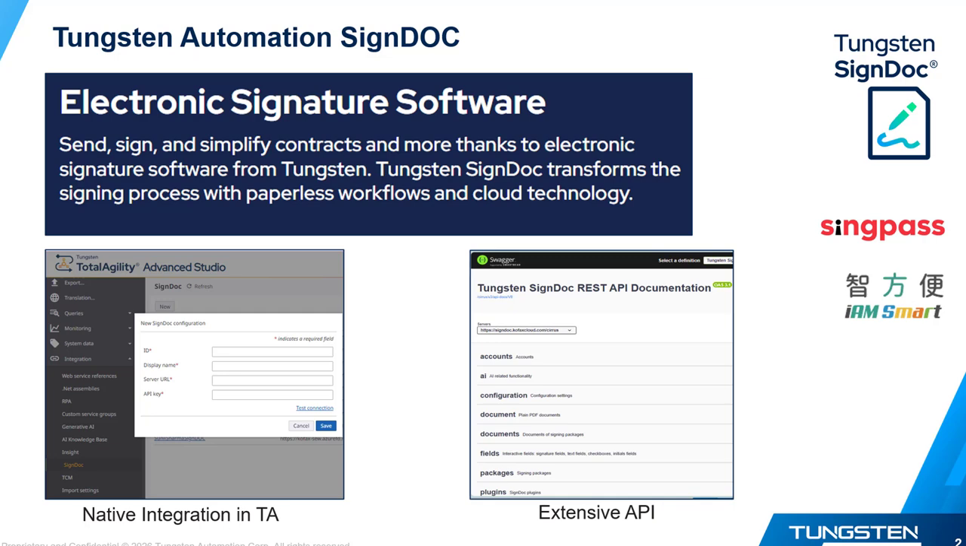Before I get started with emSigner, I want to highlight that Tungsten has its own digital signing solution, SignDoc. Tungsten SignDoc offers native integration into Total Agility, and so it is much easier to integrate into document-based workflows. SignDoc also offers an extensive API, and it offers the customer the ability to run this digital signing solution on-prem or as private cloud in their own organizations, allowing them full data sovereignty and control.